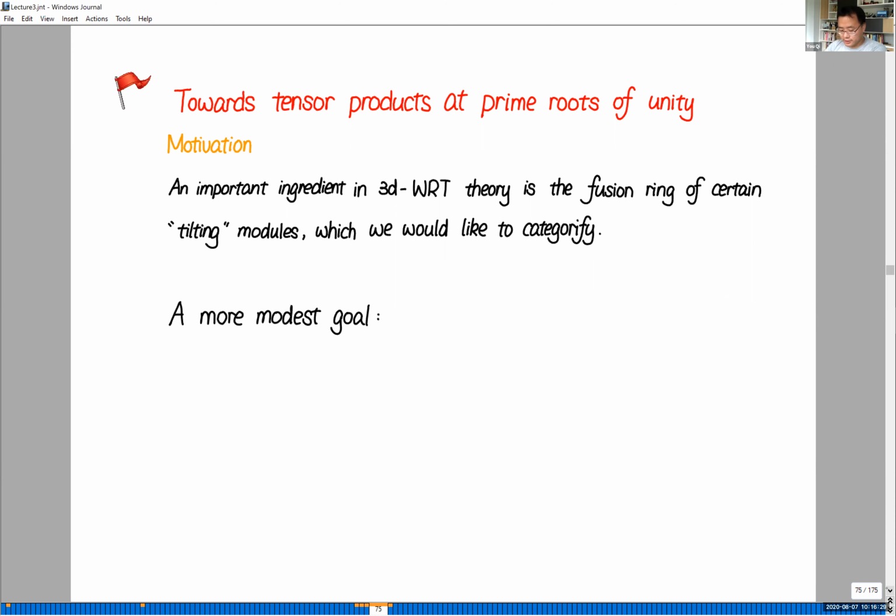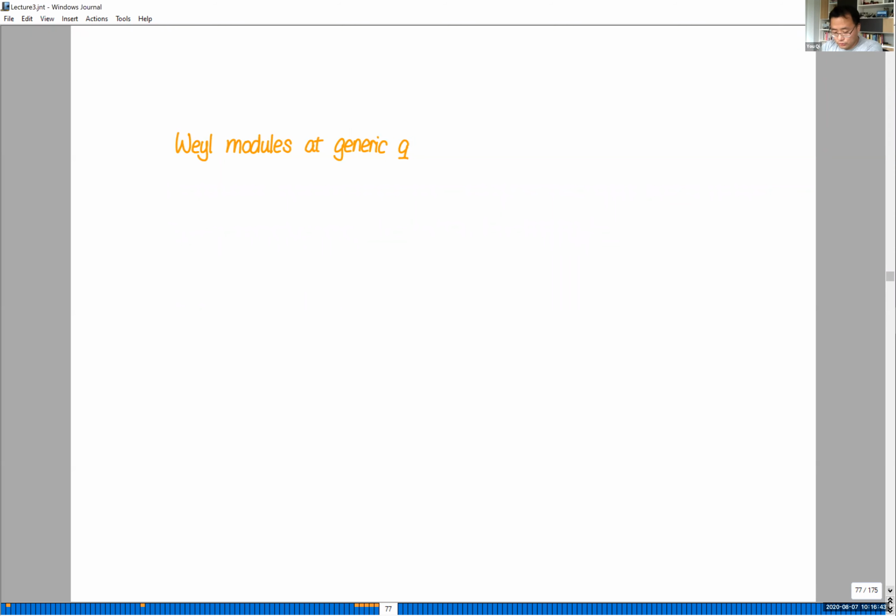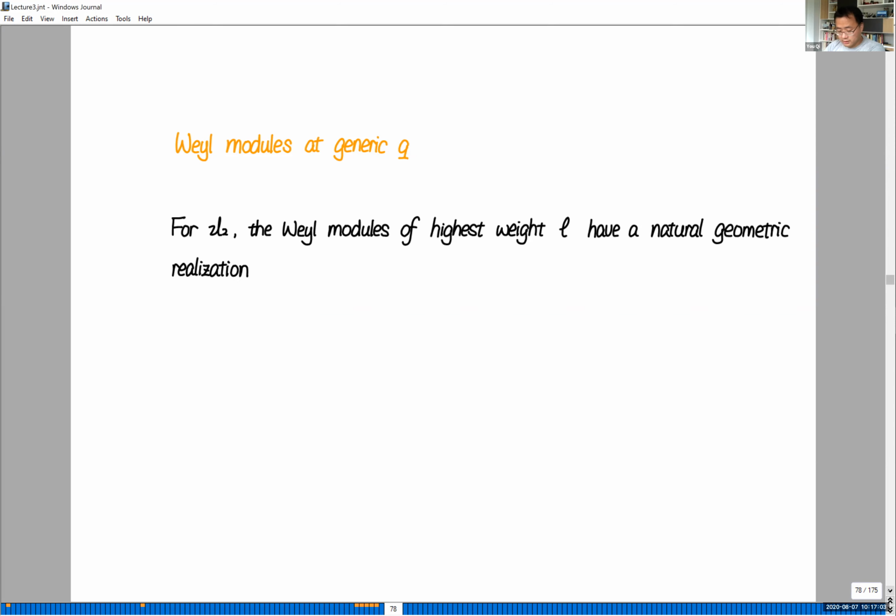As a first step, what we would like to do is, of course, to categorify tensor products of SO2 representations at the prime pth root of unity. To do this, let's start with what Weyl modules look like at generic q, and we'll give two natural geometric and categorical, combinatorial constructions of Weyl modules, both admitting vast generalizations. For SO2, the Weyl modules have a natural geometric and algebraic construction as below.